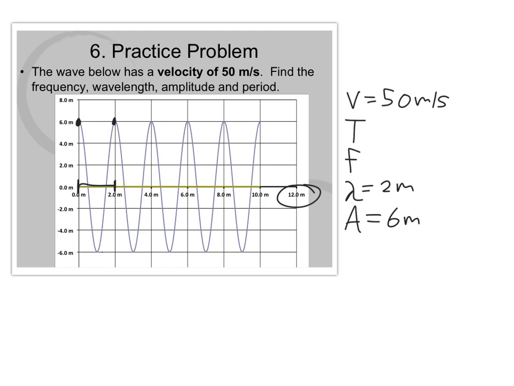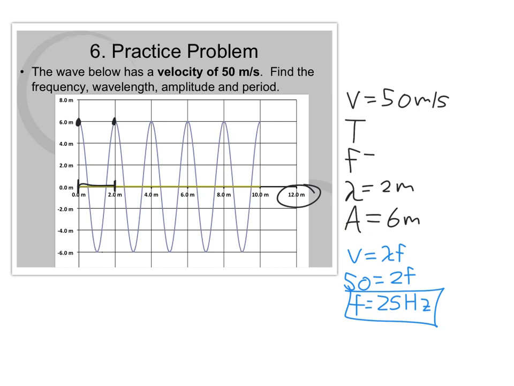Now that we have that, we can do a little bit of math to get both the frequency and the period. So we can say velocity is wavelength times frequency. So 50 is going to be equal to our wavelength, which is 2, times our frequency. And so we end up getting a frequency here of 25 hertz.